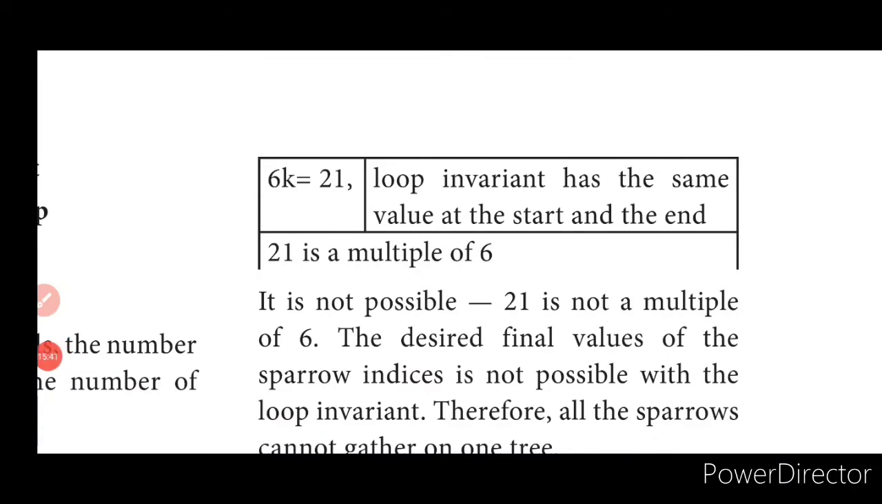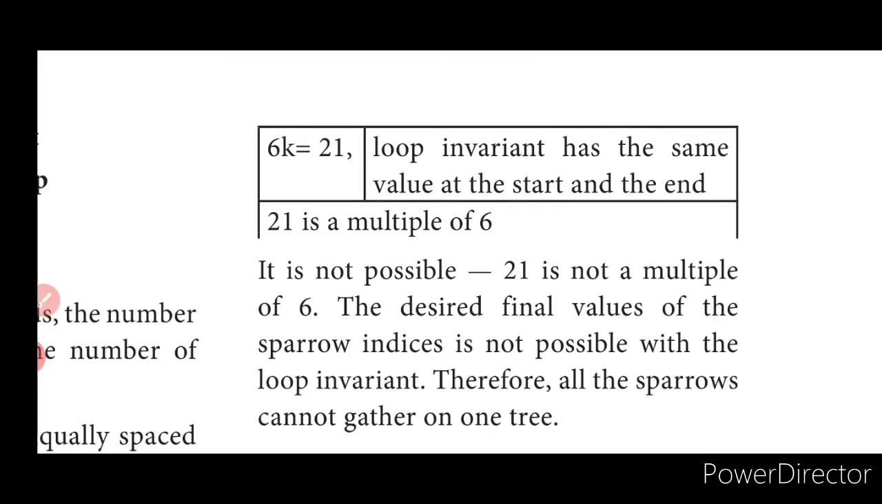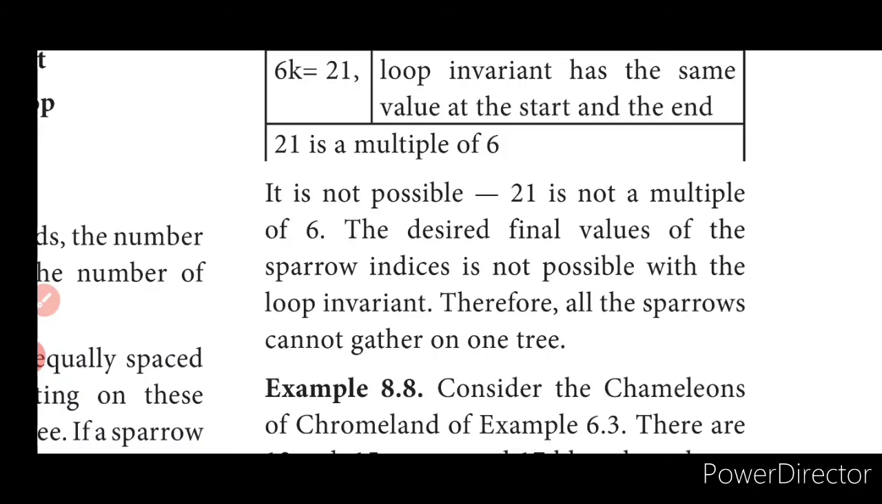See, 6k is equal to 21. Does the loop invariant have the same value at the start of the loop and at the end? Actually, 6 birds are going to travel and the distance they are going to reach is going to be 21. They can be termed as loop invariant. But is 21 a multiple of 6? It is not. 21 is not a multiple of 6.